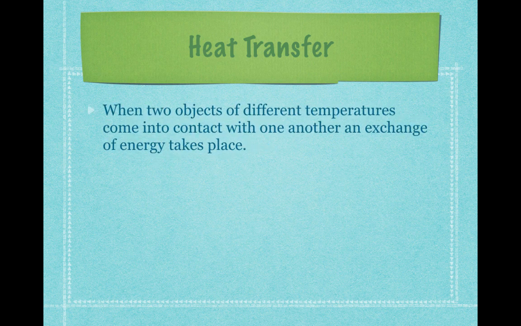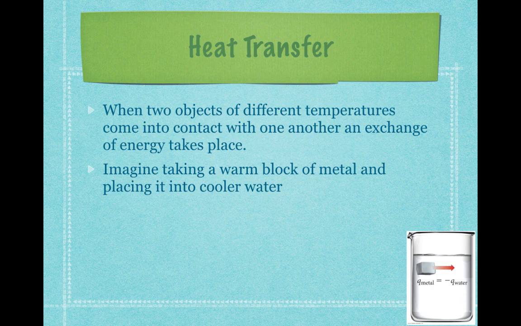Now, we mentioned earlier that heat always has a direction of flow from something hot to something cooler. So when we have a situation where we have two objects of different temperatures and they come in contact with each other, we're going to have an exchange of energy if there's an energy imbalance present. So let's imagine that we take a warm block of metal and we're going to place it into some water that has a lower temperature. Now, since the metal is hotter, we can see that the heat is going to move out of the metal and into the water. So the metal is going to cool off and the water is going to heat up.